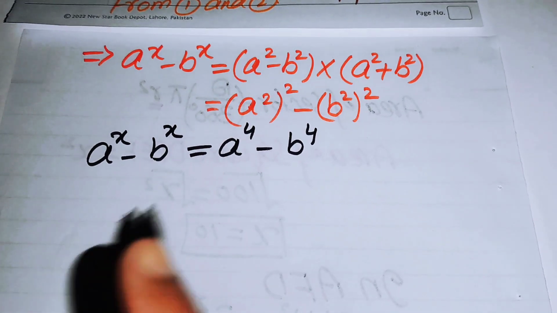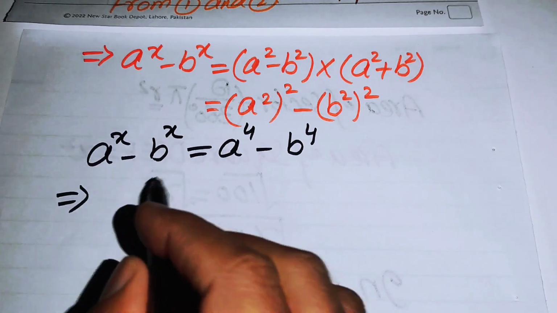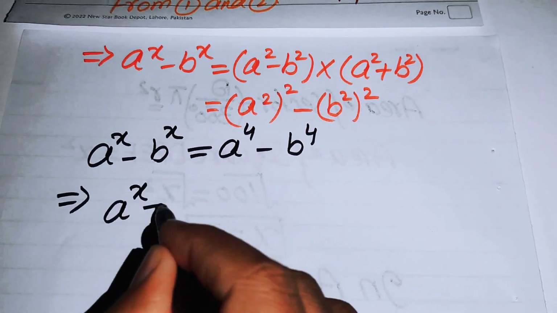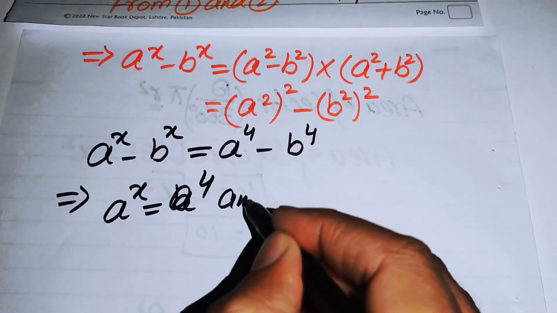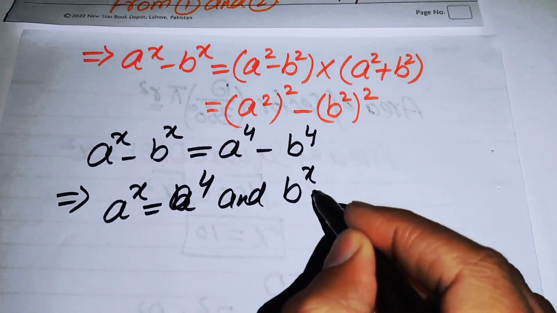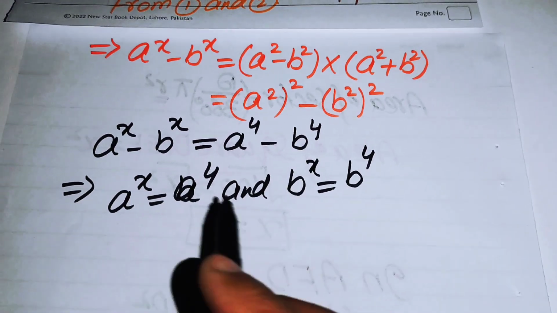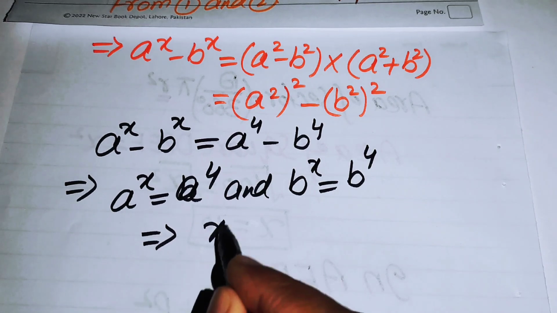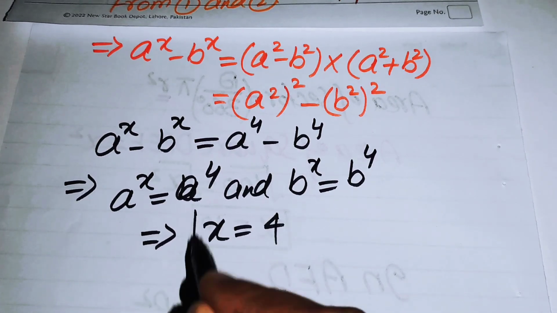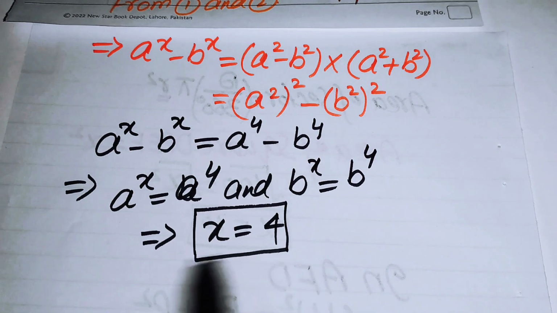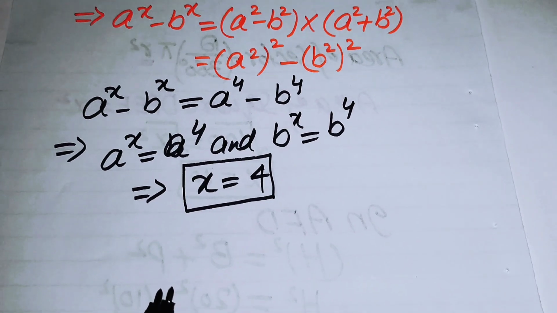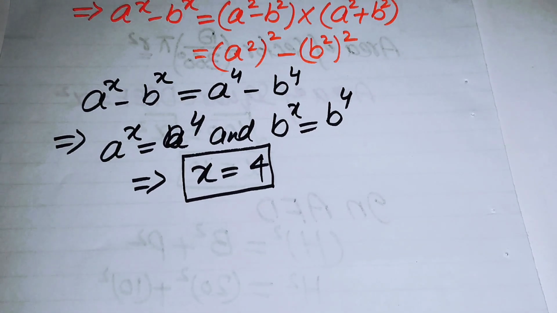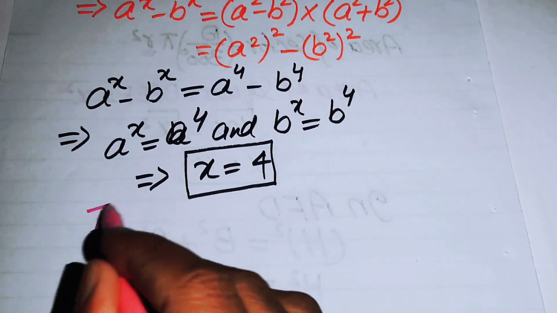When we compare both sides, we obtain a to the power of x equals a to the power of 4, and b to the power of x equals b to the power of 4. In both cases we finally get the value x equals 4. So this is our final answer to this problem. Now we check our answer: does the value of x satisfy the given question statement or not?